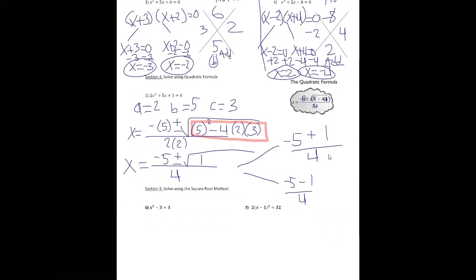Just be careful when you're working these out in a calculator: do the top. So for the first one, -5 plus 1, press equals. That's -4 divided by 4. You should get that this first fraction equals -1. And then the second fraction, -5 minus 1, that's -6 divided by 4. You're going to get -1.5.